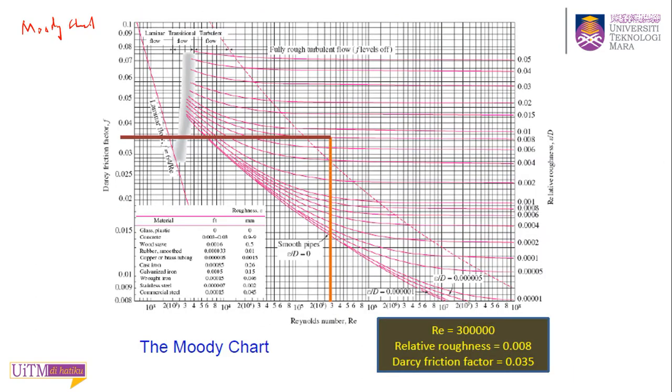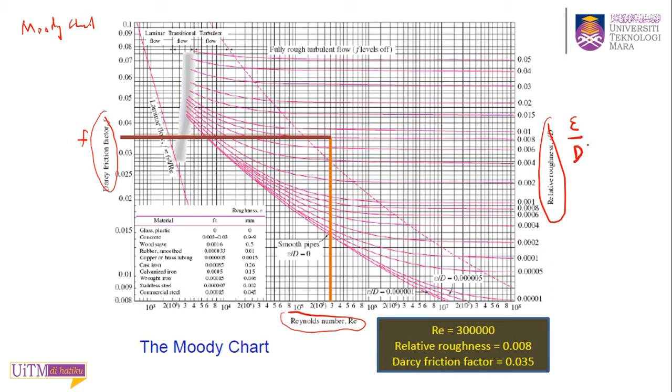Alright, so this is the Moody chart, drawn by Lewis F. Moody. In this chart there are three axes. One is the friction factor that we want to determine, the Darcy friction factor f. The second axis is the Reynolds number, which you have calculated. The last axis is your relative roughness, sigma over d.